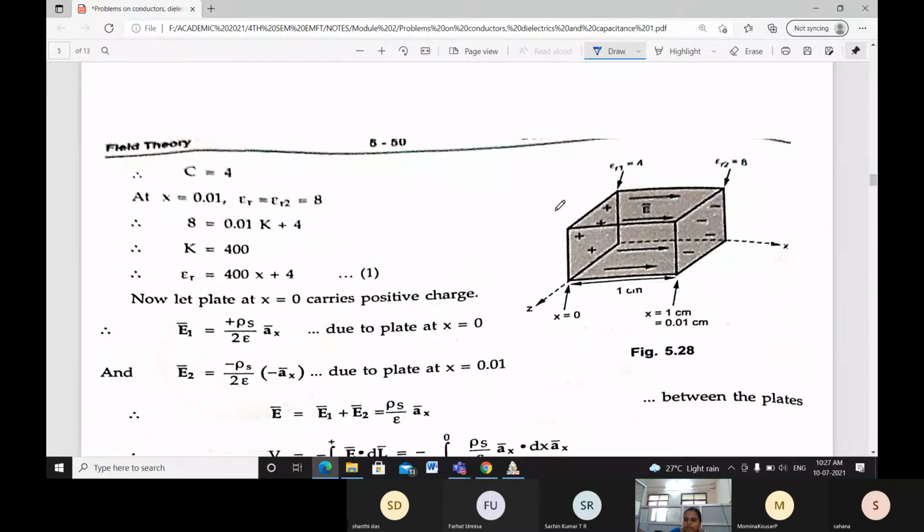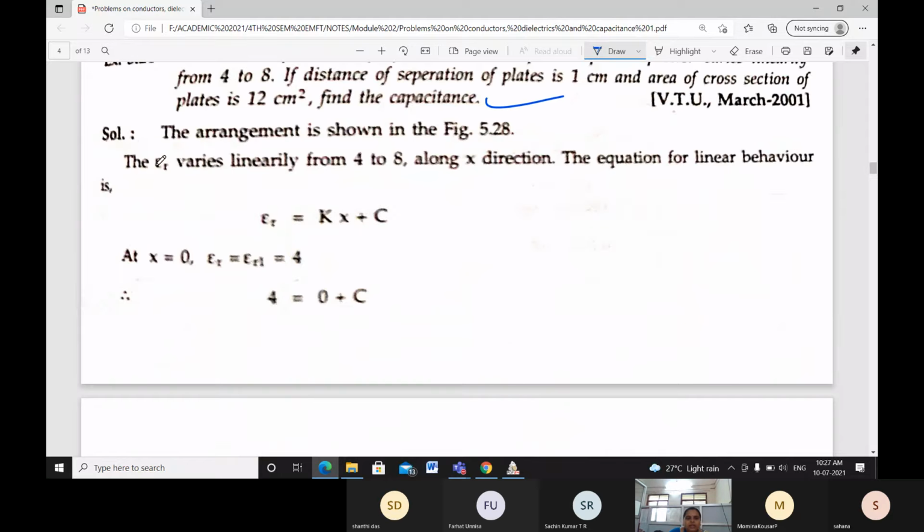This is the positive charge, here it is going to be the negative charge. The total distance between these two is 1 centimeter. Those are the given parameters for us. Then epsilon R varies linearly from 4 to 8 along the x direction. The equation for a linear variation is going to be what? Epsilon R is going to be kx plus a constant. At x equal to 0, epsilon R is equal to epsilon R1, that is nothing but 4.